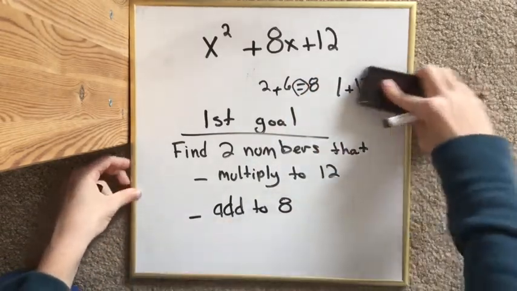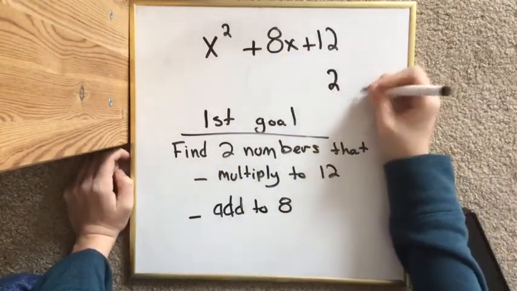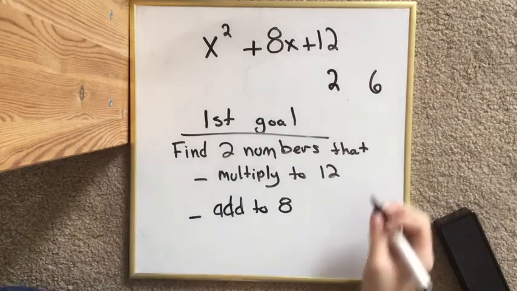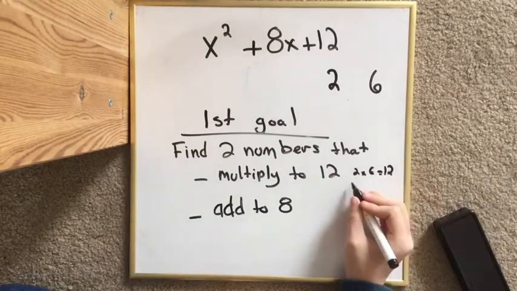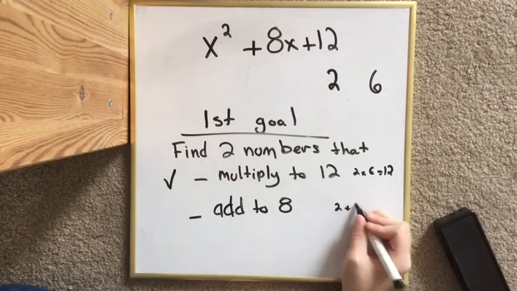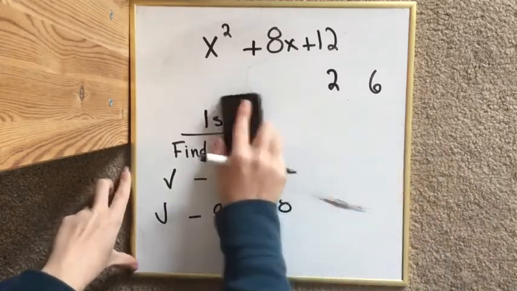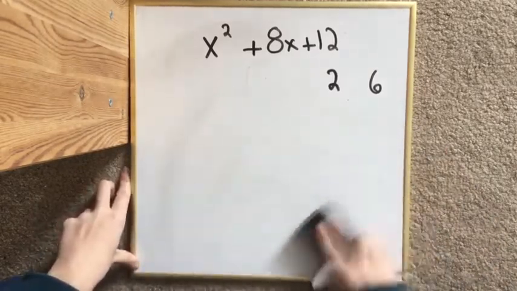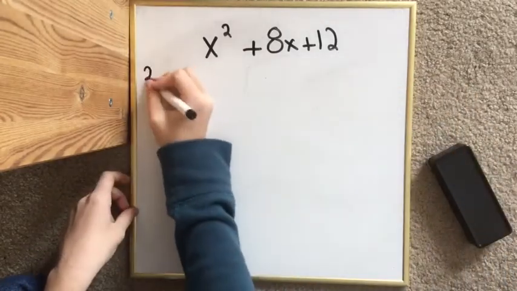So let's just really quick confirm that our numbers fit all the requirements. So I'm just going to write our numbers here. Does 2 times 6 equal 12? It does. So we can put a check there. And does 2 plus 6 equal 8? Yes, it does. So we have two numbers that multiply to 12 and add to 8 now. So now what do we do with those numbers? Let me just rewrite them over there.